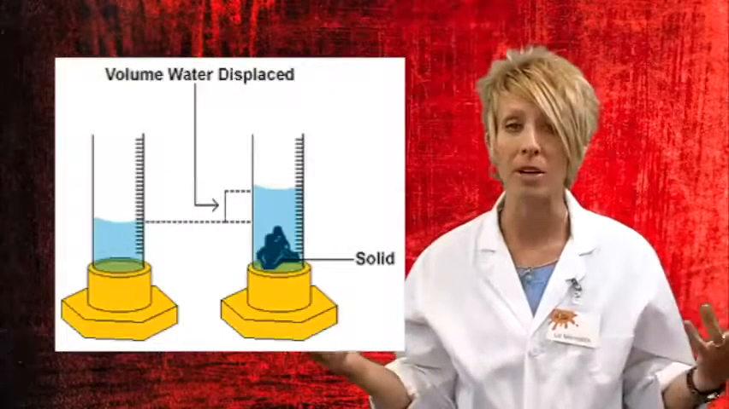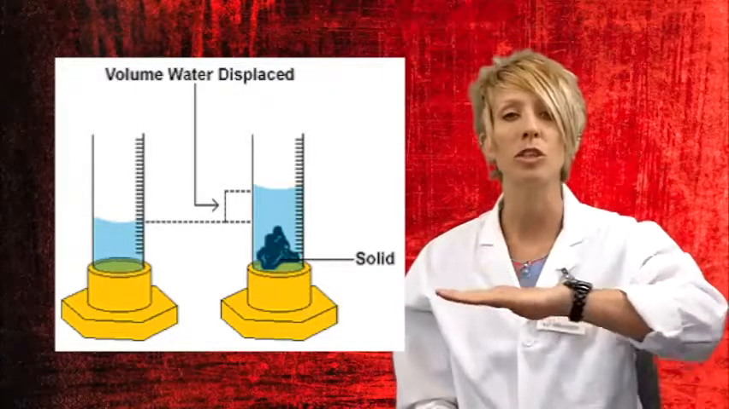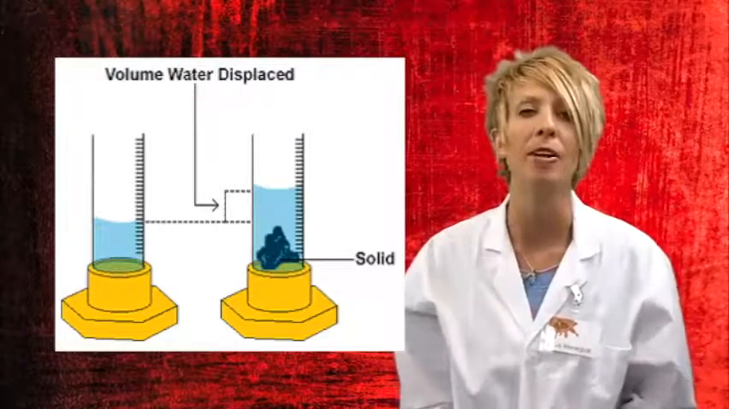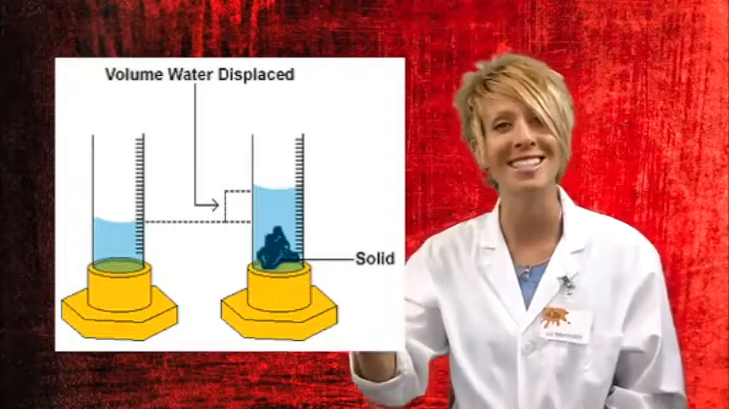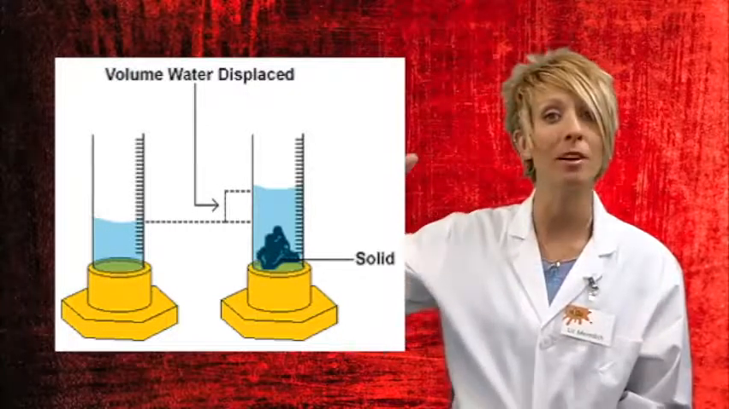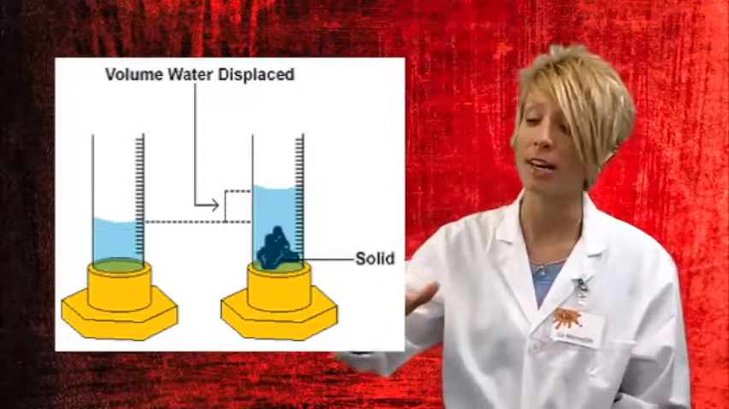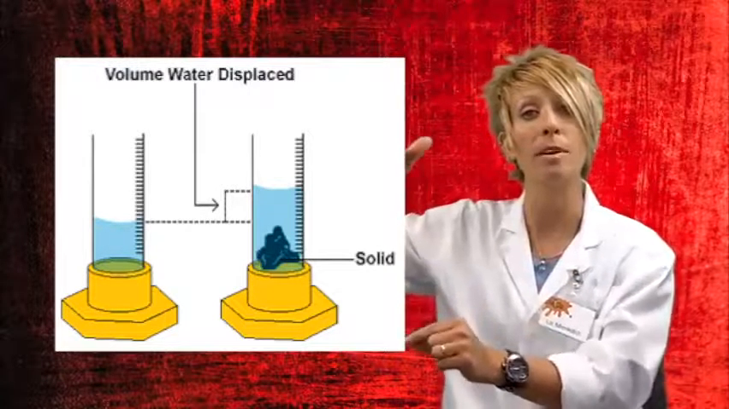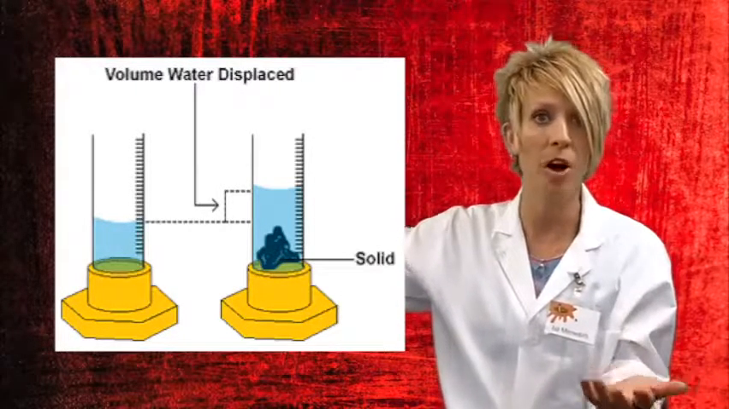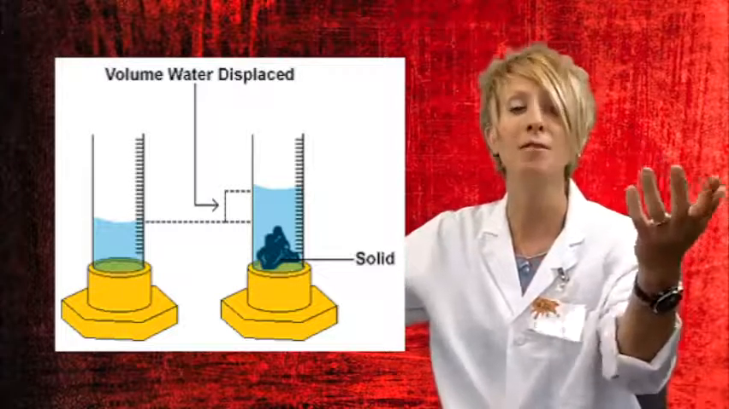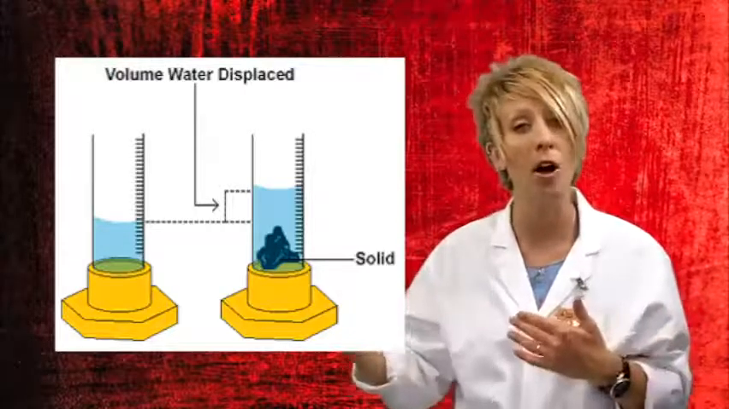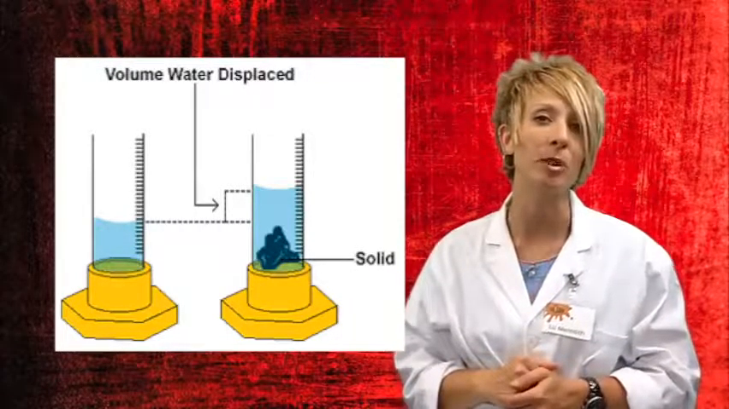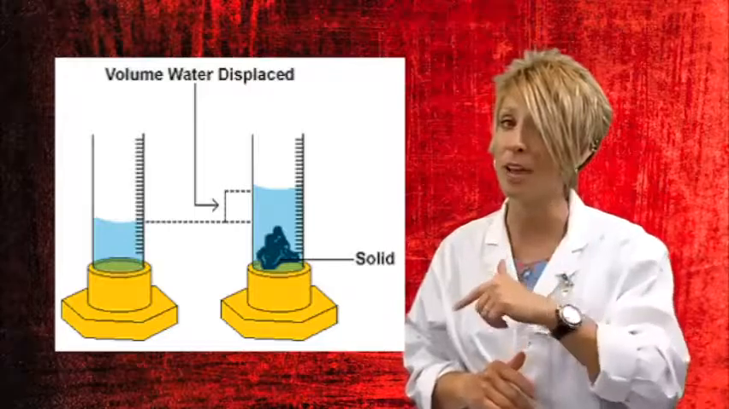Here's how this works. Take a graduated cylinder or a beaker and fill it up to a certain amount of water, let's say about 100 milliliters. Then gently place the rock inside and see how much the water level rose. If I started at 100 and when I put the rock in it went up to 150, what's the volume of the rock? 50. Subtract the difference between the two, and that tells you how much volume is in that irregularly shaped object. Get ready because you're going to have to do that in class.